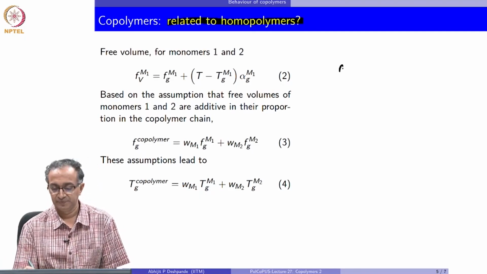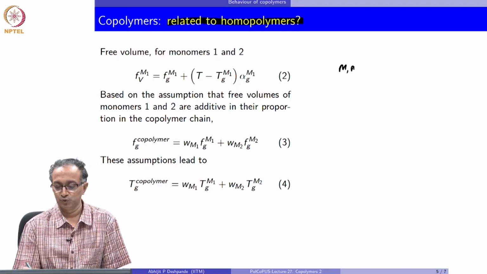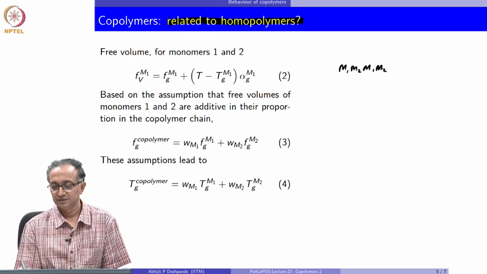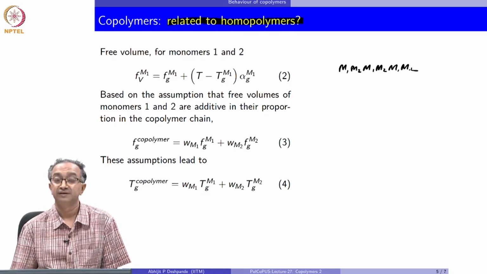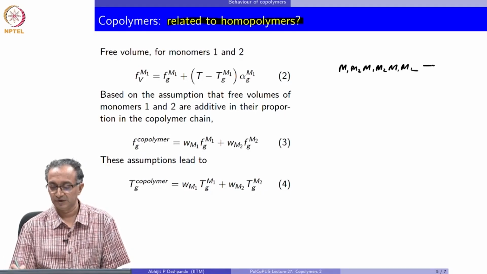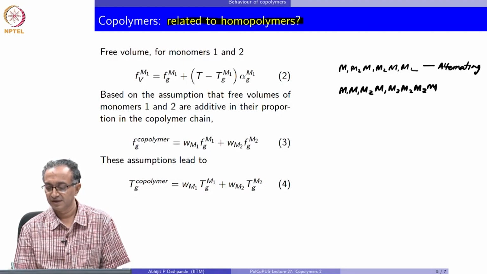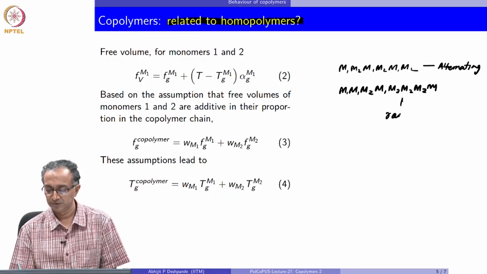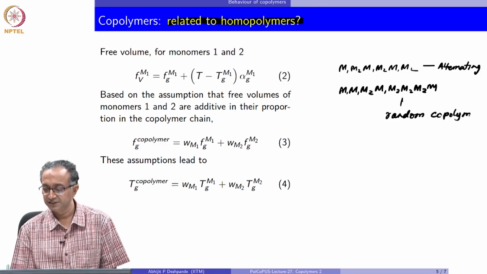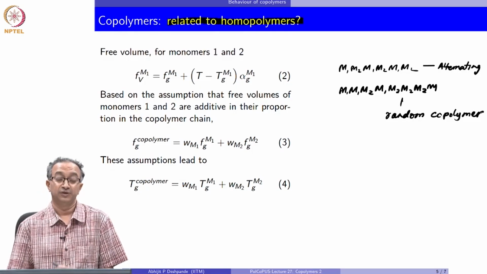where you have M1 and M2 systematically arranged, this is a case of an alternating copolymer, or even if we have a random copolymer, since we have them randomly distributed, we can again apply the same, so this is a random copolymer. So, properties of these kinds of copolymers are easy to determine based on our knowledge of the homopolymers.